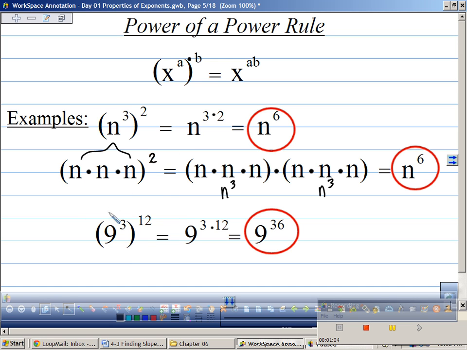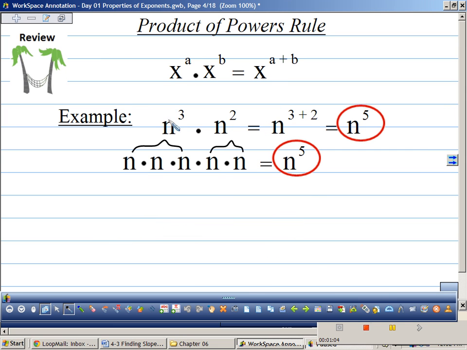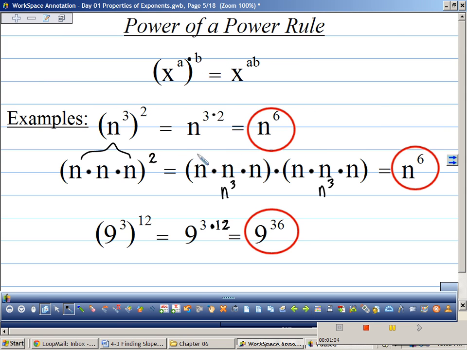Or I could look at it like this. 9 cubed 12 times is like saying 9 cubed, 12 times. Now, are you starting to catch how I'm saying it? 9 cubed 12 times is different than n cubed and n squared. See the difference? The first one, I'm saying "and," so I'm adding. This one I'm saying "times," so I'm multiplying. That's the way I remember it.